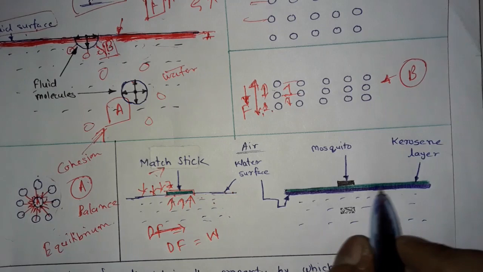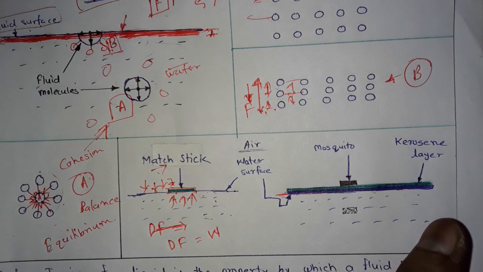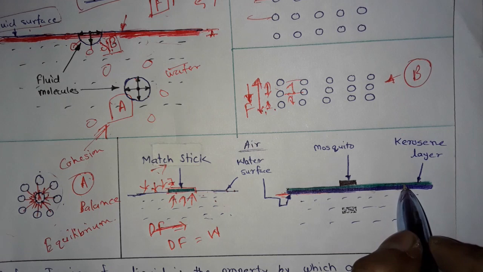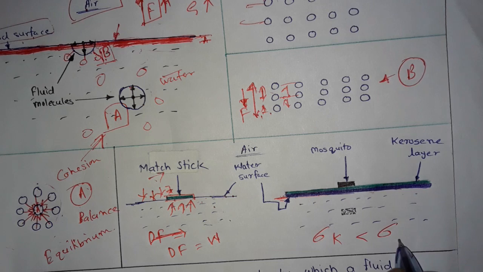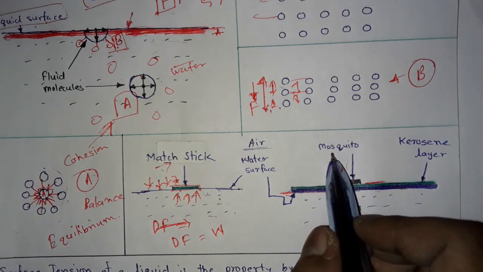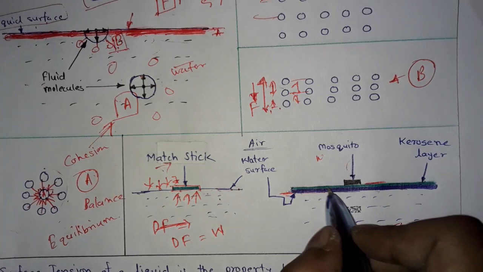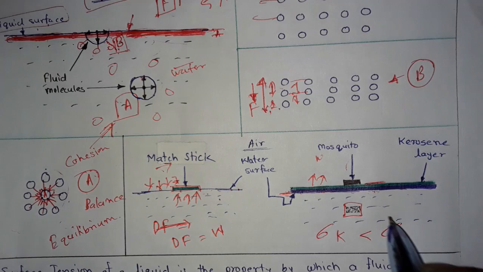Next friends, suppose this blue line is the water surface, and this green line is the kerosene layer. The surface tension of kerosene is less than the surface tension of water. Suppose friends, a mosquito sits on the kerosene layer, and we know the weight of the mosquito is greater than the upward force acted by the kerosene layer. So the mosquito goes down inside the water and dies.